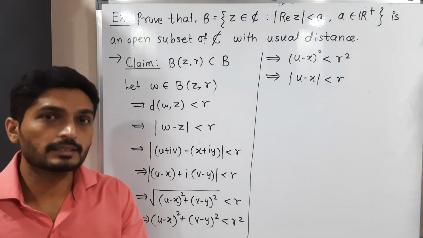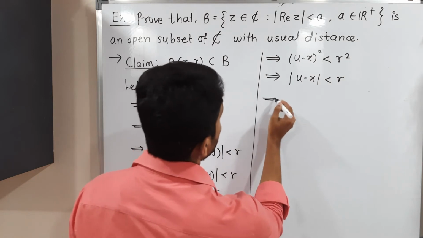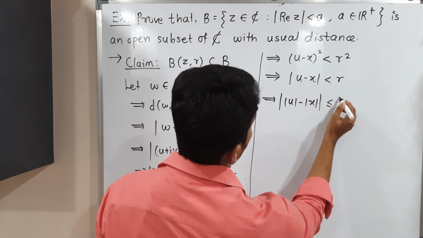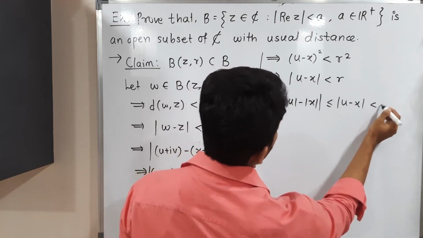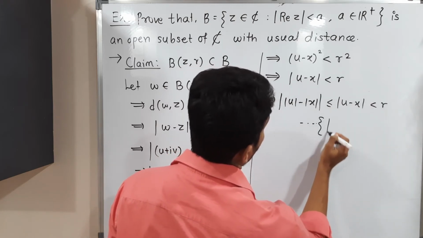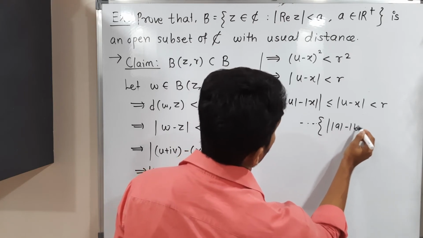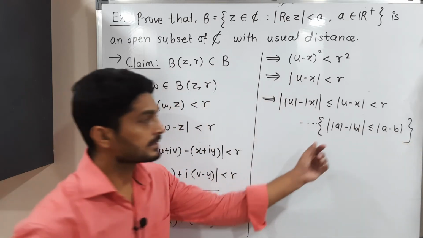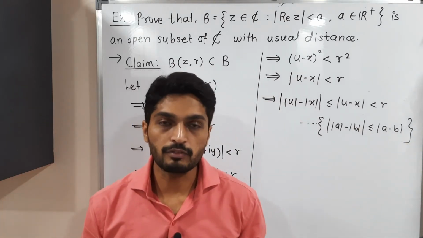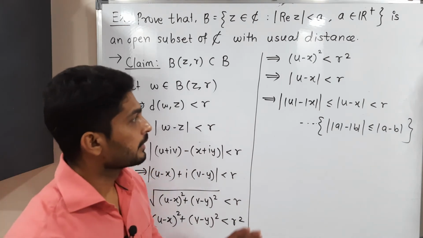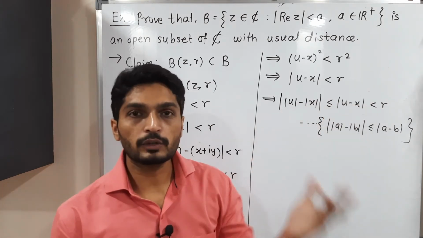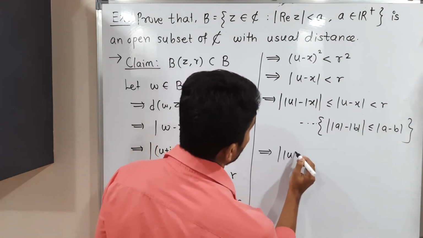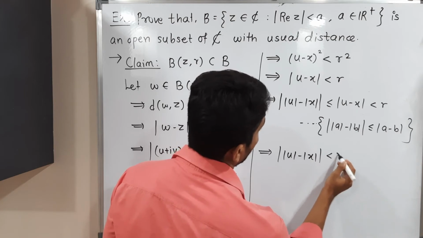But there is one result I haven't told you. That result is mod U minus mod X less than or equal to mod of U minus X less than R. So that result, I will mention here: mod of mod A minus mod B is obviously less than or equal to mod A minus B. This inequality of real numbers we have used here. Getting? So A less than B, B less than C, so directly we can write A less than C. Therefore, mod U minus mod X less than R.